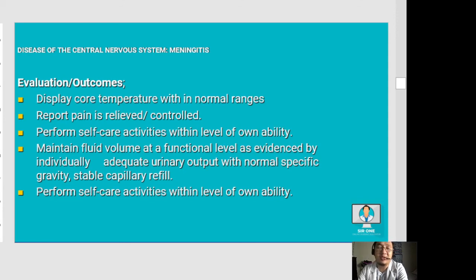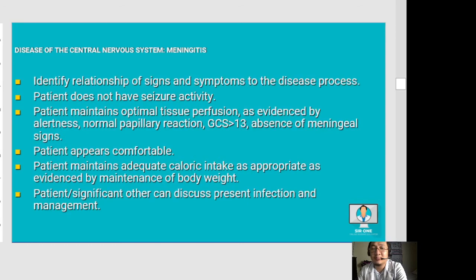So if the patient is to be evaluated after the treatment and the nursing interventions, the temperature should be normal. There should be relief of pain. There are self care activities. The fluid and electrolytes are balanced, and there is complete understanding of the disease. The patient does not have seizure activities. The patient maintains optimal tissue perfusion and has a good Glasgow Coma Scale.